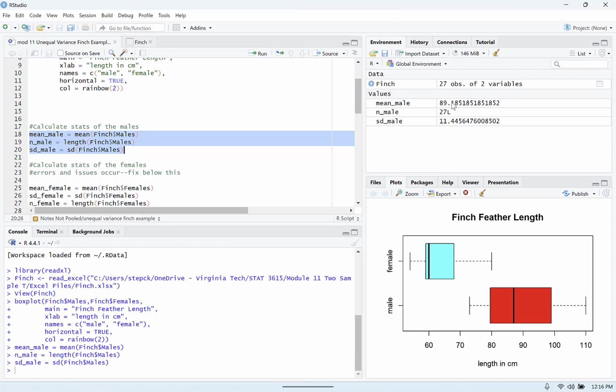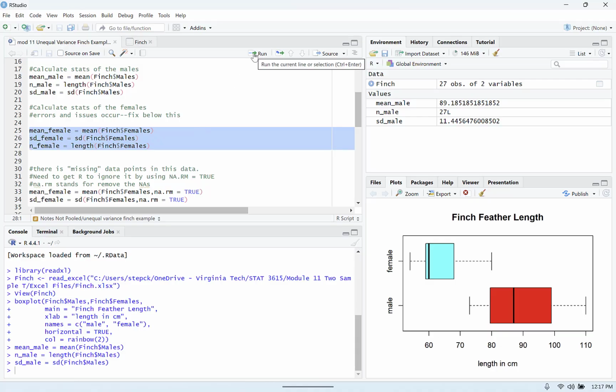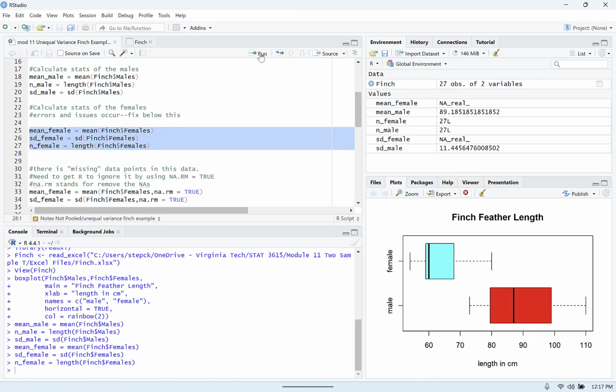So mean is 89.2, sample size is 27, and standard deviation is 11.4. And then we're going to work on the females, and we're going to run into a problem, and that's because of those NAs. That means not applicable, and that's because we didn't have as much data as we did for the males. So I'm doing the exact same thing I just did for the males, but what you're going to see is mean of females NA real is an error.